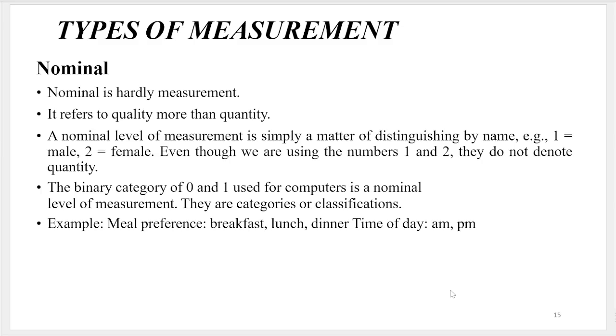In this level, categories are simply used to distinguish or group data, such as gender, meal preference, breakfast, lunch, dinner, or time of day, AM and PM, and even binary coding like 0 and 1 in computers represents categories rather than quantities. In HR, nominal variables are useful for grouping employees, for example, department, job role, but they cannot be used for calculations like average because they do not carry numerical meaning.